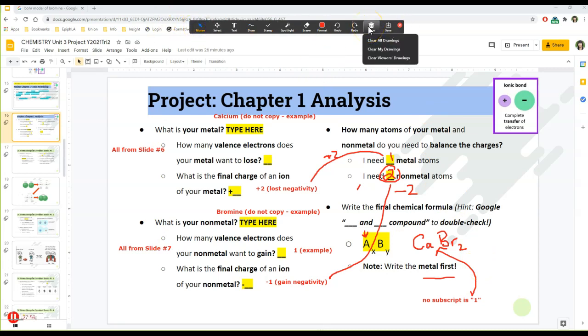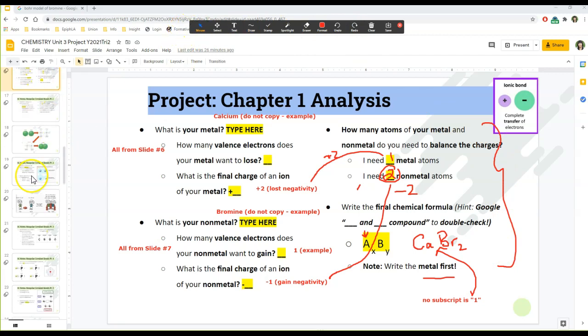Go ahead, pause the video, try that out. I know this right side is kind of the hardest one to do, so if you do need help on that, make sure you reach out to your teachers. Pause the video and continue playing when you're ready.